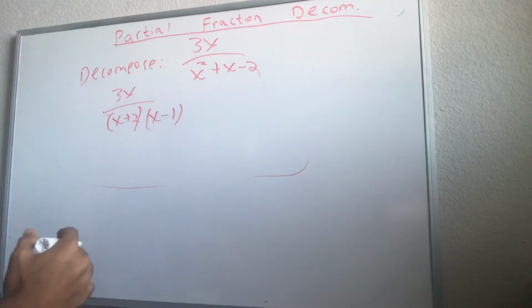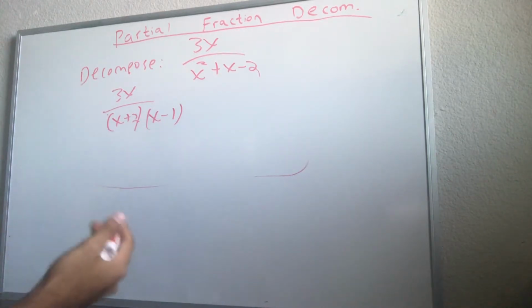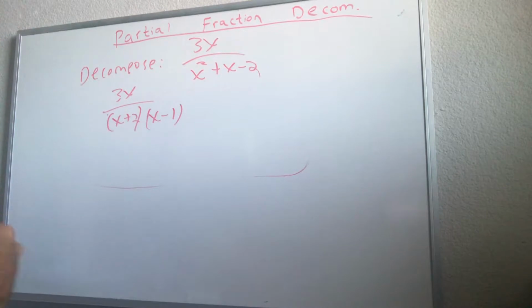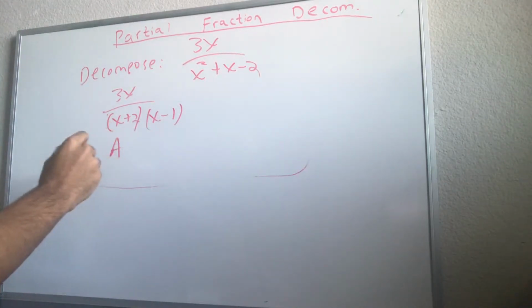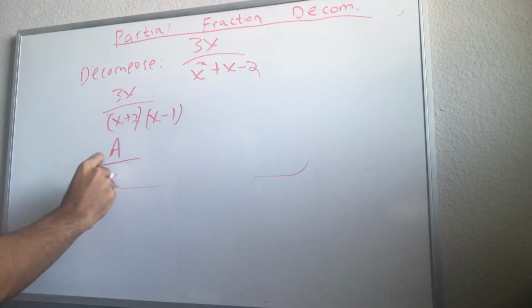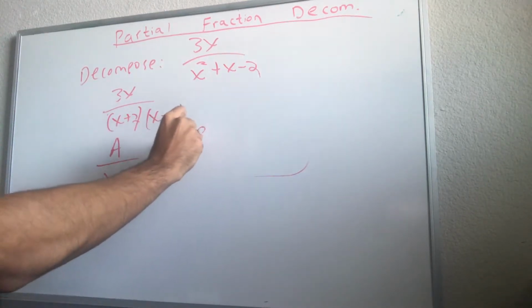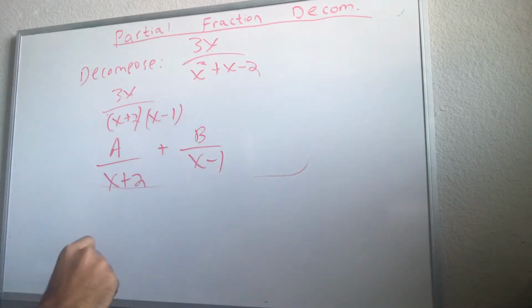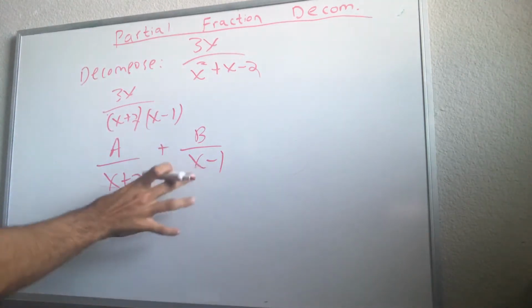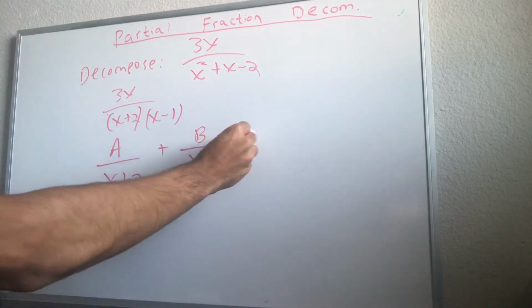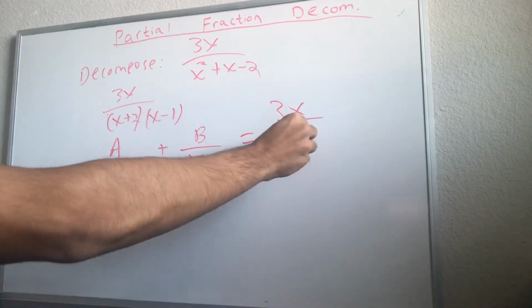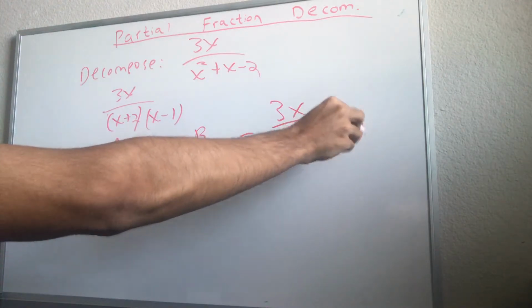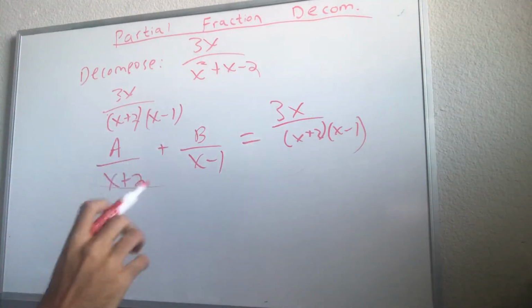And now really what we're doing is we're trying to break this into fractions. The way you break this into several fractions is you just take any variable. So let us say a, and you do a divided by x plus 2 plus b divided by x minus 1. So what we're really trying to do is we have these two fractions, and we're adding them and setting the sum equal to 3x divided by x plus 2 times x minus 1.